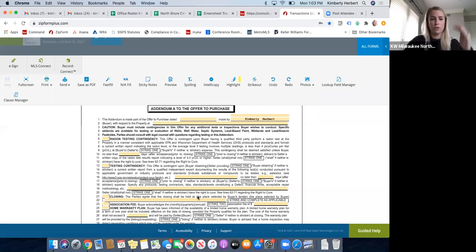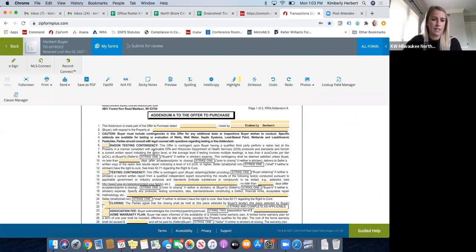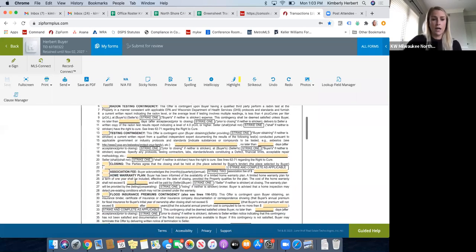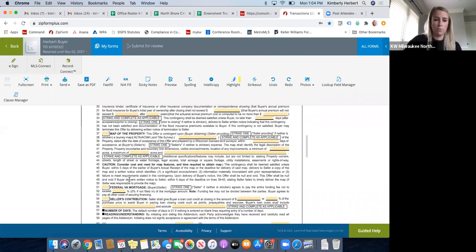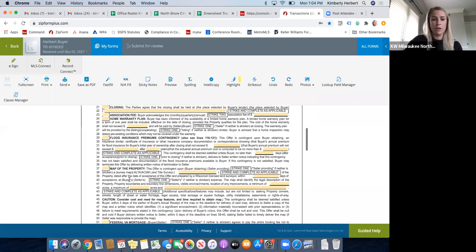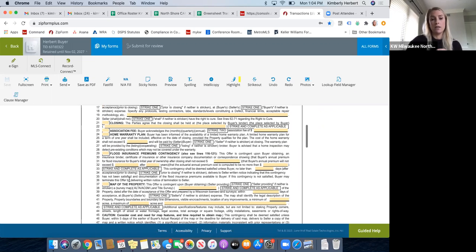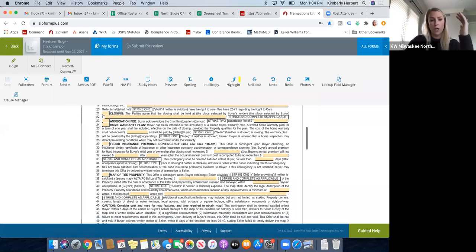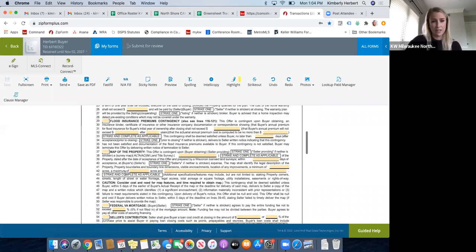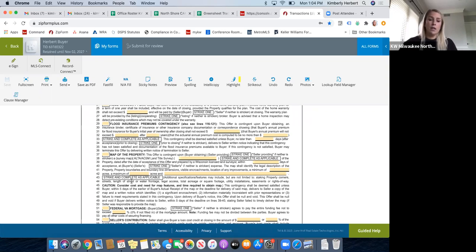The first page has a few different contingencies, like it has a radon contingency, but that's already been moved into the offer to purchase, so you wouldn't need that. There is a testing contingency and some additional components to it. The reason why I don't recommend using this one is the GMAR version of Addendum A is much more robust. It's 4 pages. It includes most of these. I think the only one it may not include is the map of the property. But it includes most of this plus a lot more.